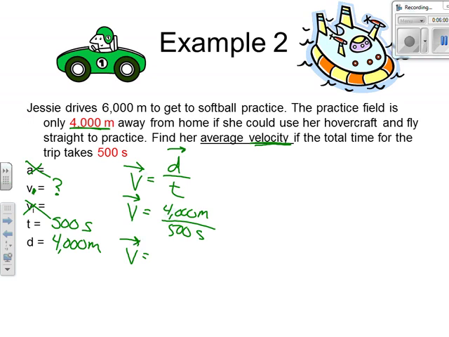TCU, by the way. That's right, BYU lost to Utah State, so no big deal. I digress. Got totally distracted there, Mr. Ben. 8 meters per second.